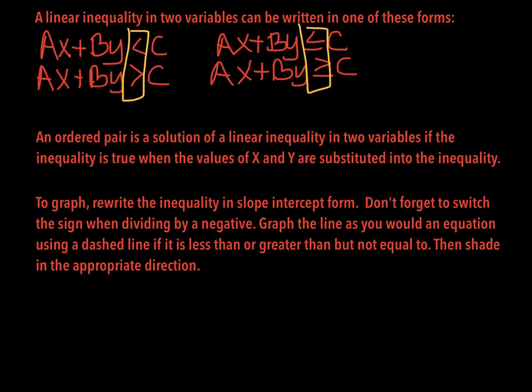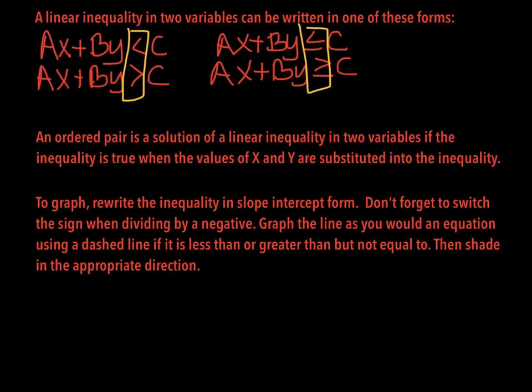Now, to graph an inequality, you're going to rewrite the inequality in slope-intercept form. You want to have the y part by itself because you need that to know which way to shade. And don't forget to switch the sign if you divide by a negative when you transform it to slope-intercept form. Then you just graph that line as you would a regular equation. If it's going to be a less than or greater than, then you're going to use a dashed line. If it's less than or equal to, greater than or equal to, then you'll use a solid line.